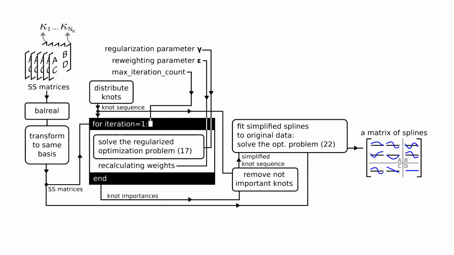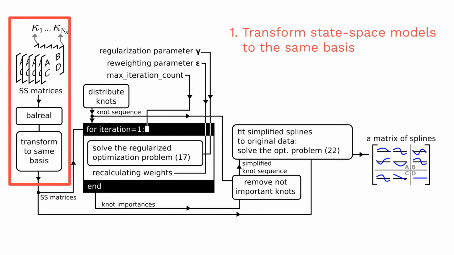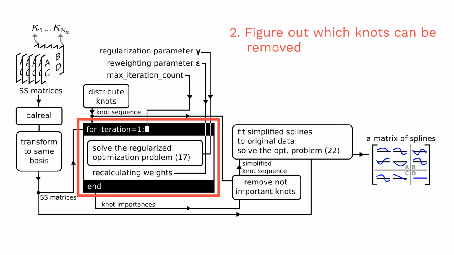This is an overview of the ReSMILE processing steps, which will also show how this problem is solved. In the first step, state space models are transformed to the same basis, allowing us to interpolate them with splines. At this point, we might have too many knots, so the next step is to figure out which knots can be removed by solving an optimization problem in a loop.